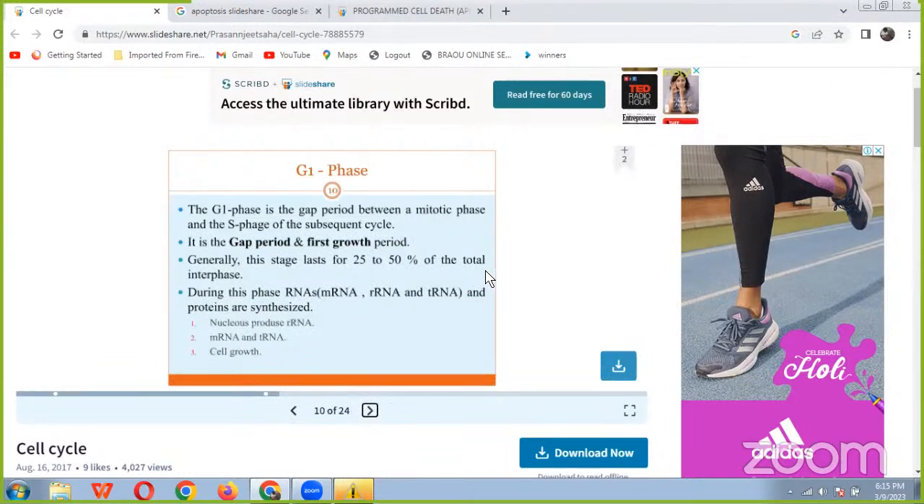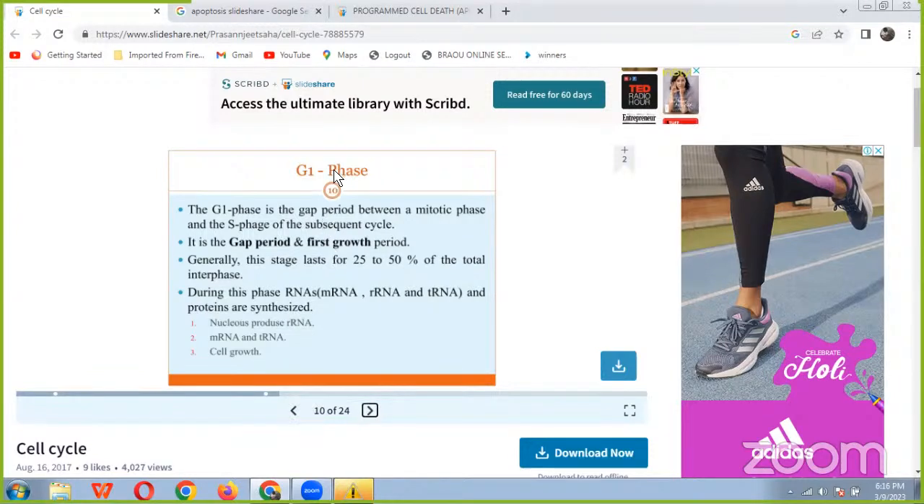We discuss each part of the cell cycle. The cell cycle is an ordered series of events leading to cell division. Essentially, the cell cycle is divided into four major phases: G1, S, G2, and M phase. Interphase consists of G1, S, and G2.